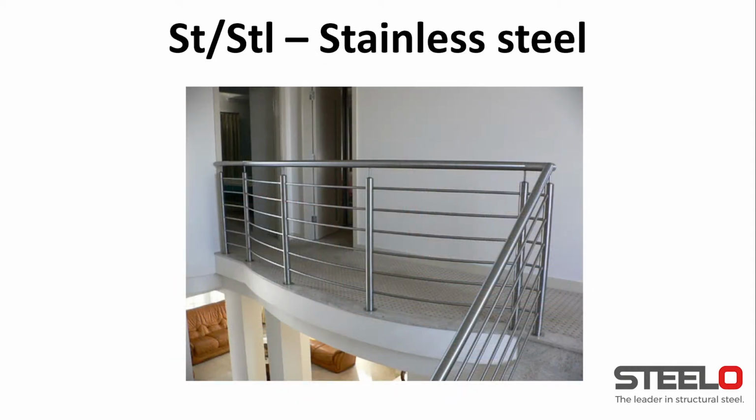Stainless steel, and on drawings you might see the abbreviation ST/STL. That is basically steel that is stainless, so it has various grades, but basically it doesn't rust as easily as mild steel, and also the natural finish is very silver looking.